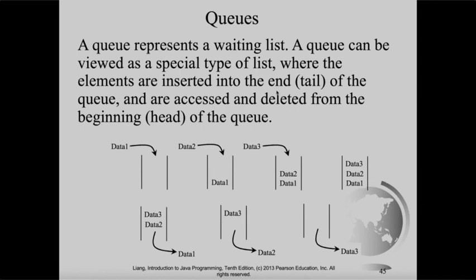The next data structure is going to be the queue data structure. So queue, like a stack, is a special type of list. It's FIFO, so first in, first out.